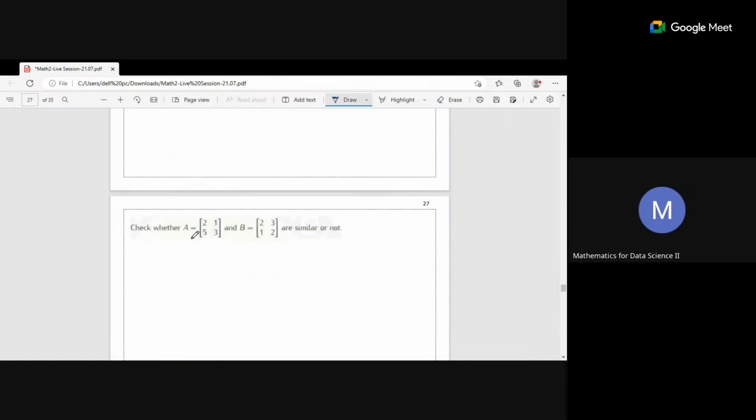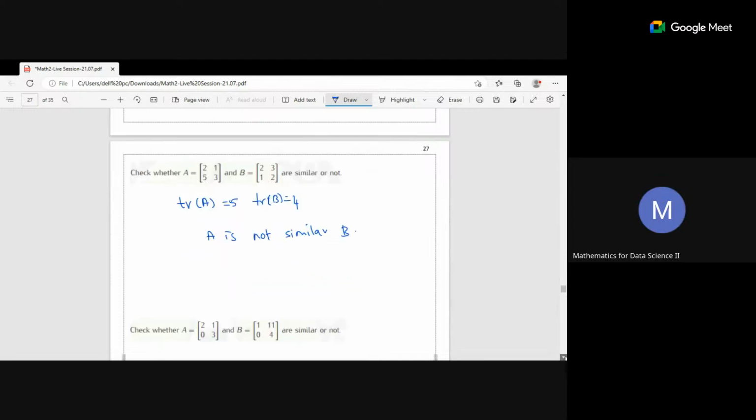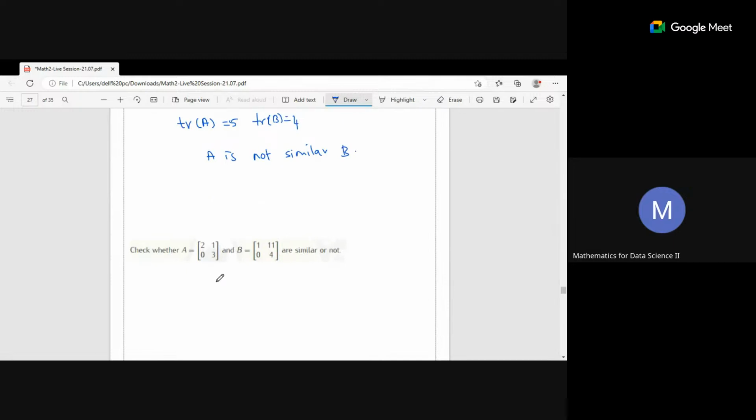So are these matrices similar? What about their trace? Not equal. So they cannot be similar, right? Yes. So it is very easy to say some matrices are not similar using these properties. What about this one? The determinants are not the same. Here the determinant is 6 and here the determinant is 4. So A and B are not similar.